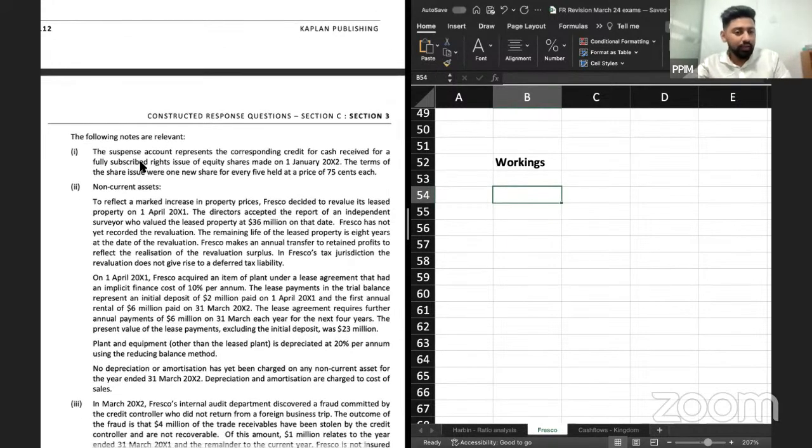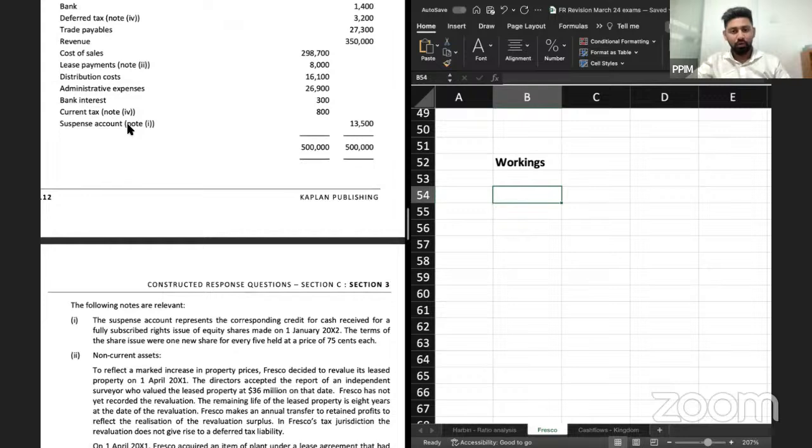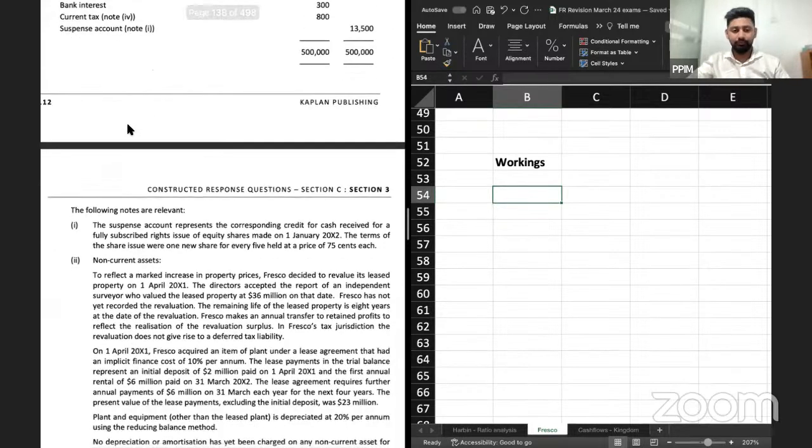Brilliant. The suspense account represents the corresponding credit for cash received for a fully subscribed rights issue of equity shares made on 1st of January 2012. The terms of the share issue were one new share for every 5 held at a price of 75 cents each. Look here, there is a suspense account, which represents 13,500. They say this is for a share issue, but a rights issue. So technically, your rights issue has not been accounted well. If you've gone for a rights issue, you will debit cash and credit your share capital. They say your debit entry is okay, no problem. But your credit entry, there's a problem.